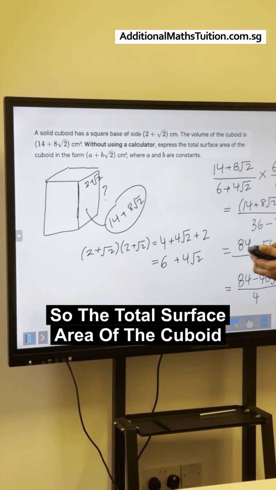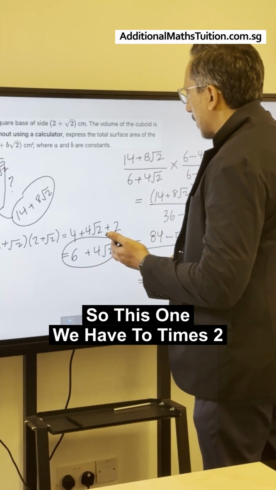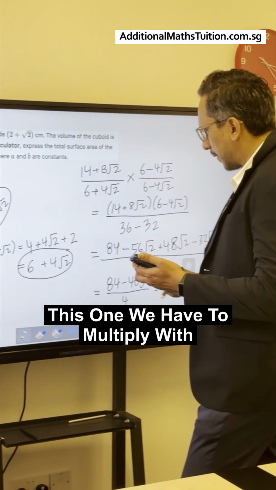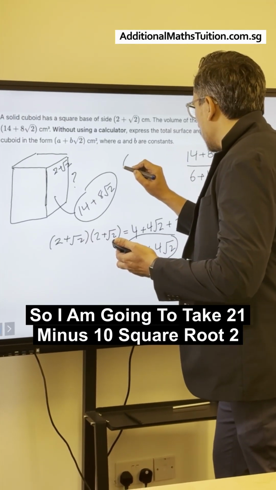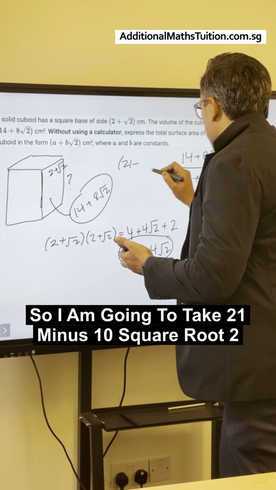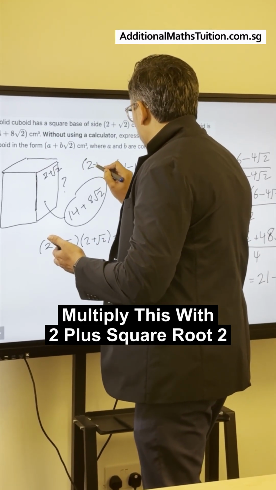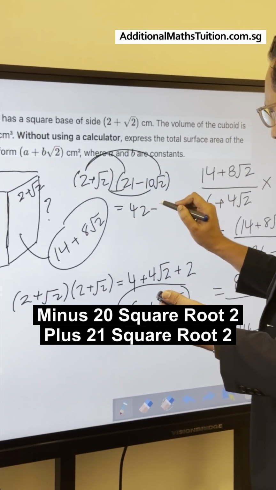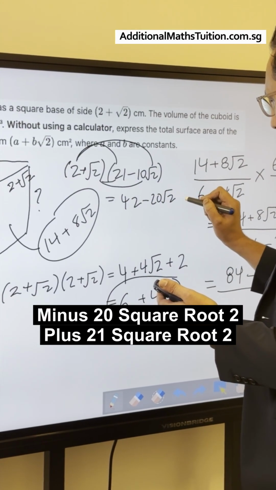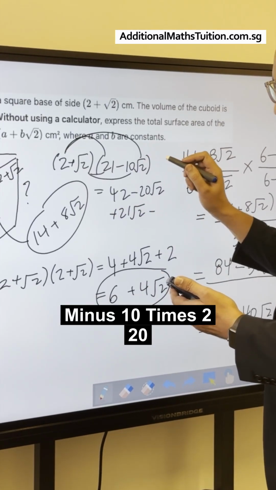So the total surface area of the cuboid will be, you have 6 sides here. Okay, so this one we have to times 2. This one we have to multiply with 2 square root 2. So I'm going to take 21 minus 10 square root 2, multiply this with 2 plus square root 2. 2 times 21 is 42. Minus 20 square root 2 plus 21 square root 2 minus 10 times 2, 20.